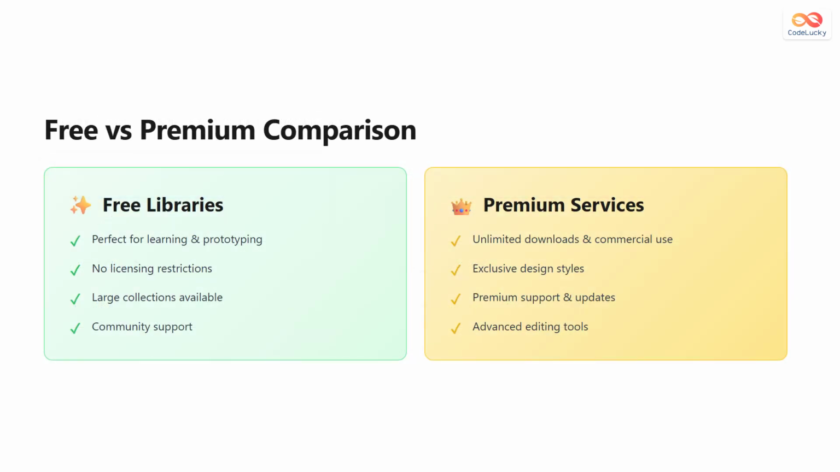Free libraries are perfect for learning, prototyping, and open-source projects with no licensing restrictions. They often have large collections with strong community support. Premium services offer unlimited downloads for commercial use, exclusive design styles not found elsewhere, premium support and regular updates, and advanced editing tools for customization. The choice depends on your specific needs. If you're learning or working on personal projects, free libraries are excellent. For professional work requiring commercial rights and exclusive designs, premium services provide better value.